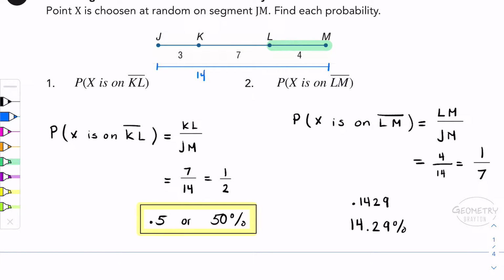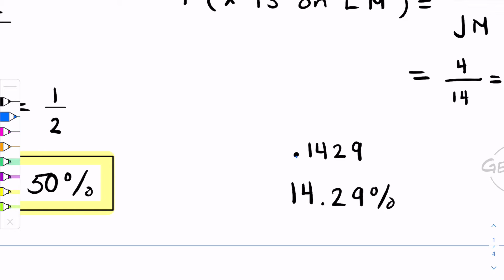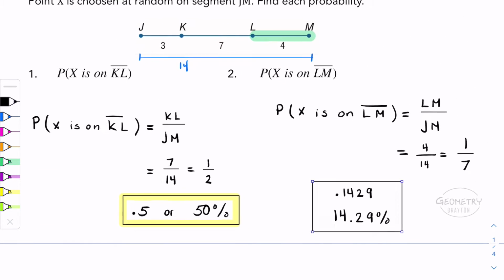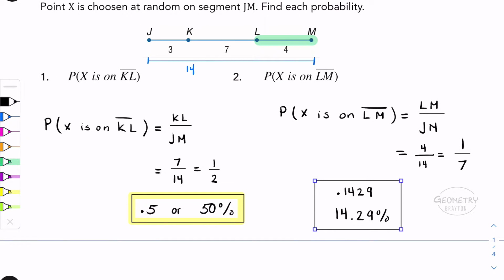If anyone forgot, just a quick reminder, to convert a decimal to a percent, move the decimal place over 2 places to the right, and that is going to give you your percentage. So there's a 14.29% chance that point X is on segment LM.